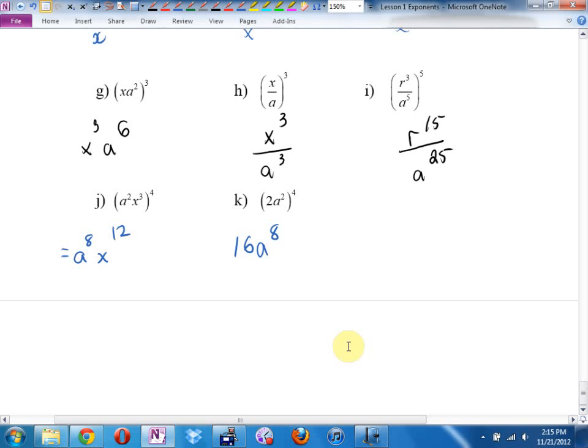That first one doesn't look much like a 3, does it? Let's try that again. For G, I got x cubed a to the 6th, yeah? No, yes. For H, I got x cubed over a cubed. For I got r to the 15th over a to the 25th. For J, I got a to the 8th, x to the 12th. And then for K, I got 2 to the 4th, but I know that 2 to the 4th is 16.